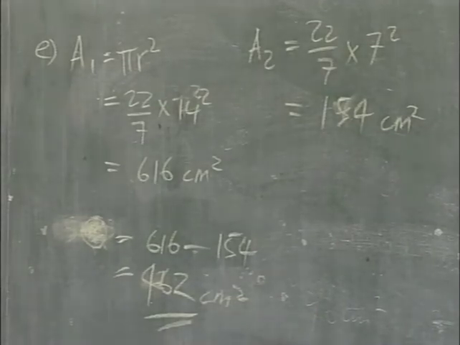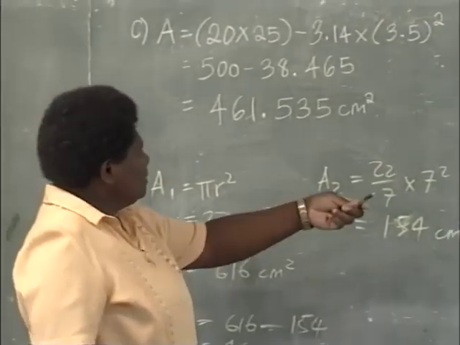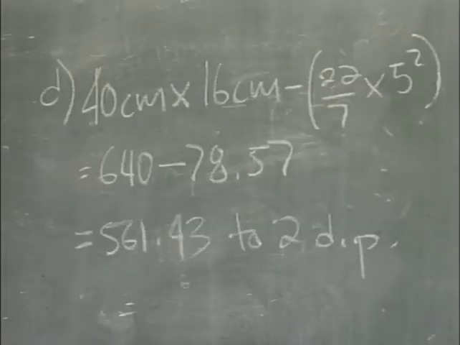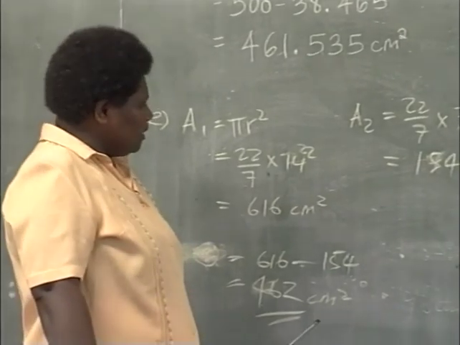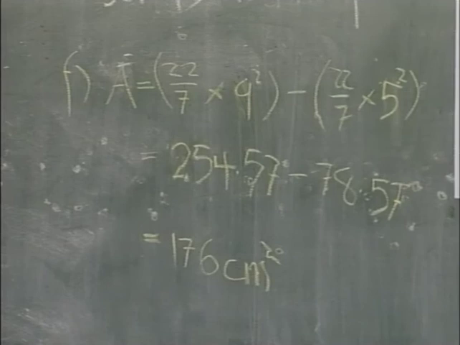All right, then question 6C is correct, 461.535. 6D is also correct, 561.43. If you've maybe put this one to one decimal place, you might have just 4 here, 0.4. This one, 462 square centimeters for 6E, and 6F, 176 square centimeters. Okay, well done.